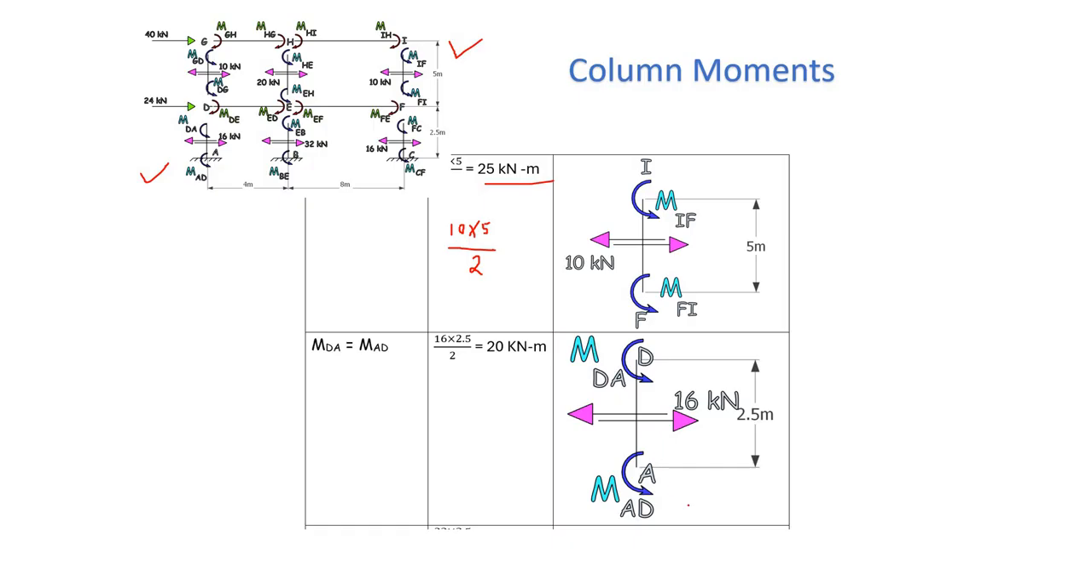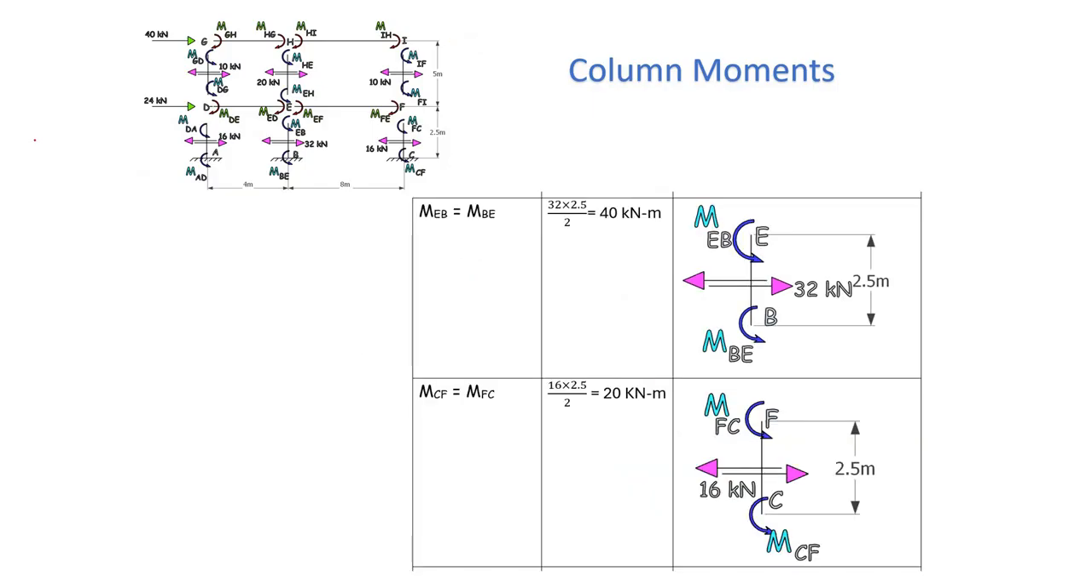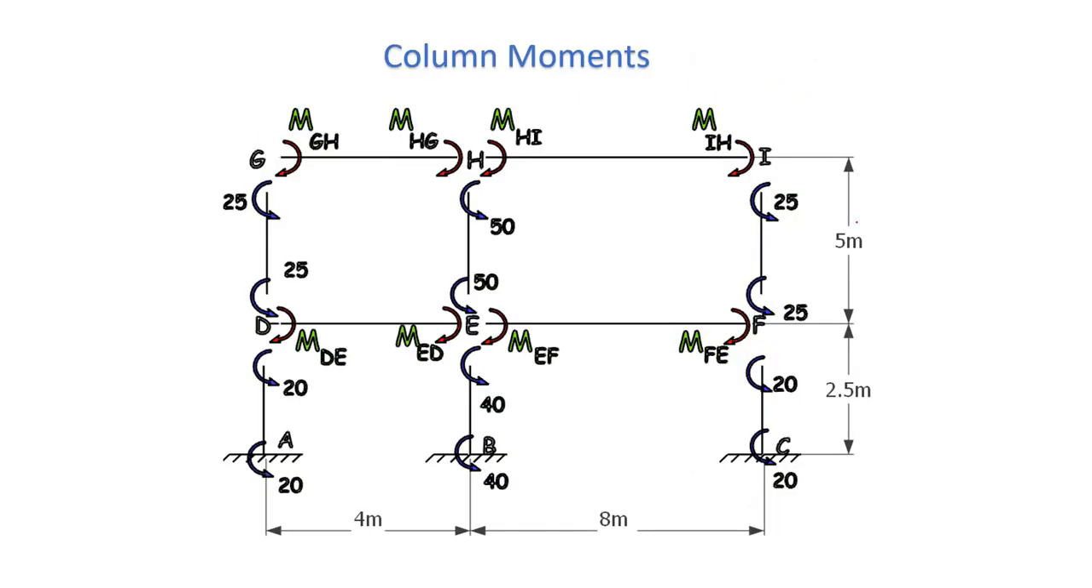All the column moments are acting in the anti-clockwise direction. So from this you can evaluate 16 times 2.5 divided by 2, that is equal to 20 kilonewton meters. And similarly, you take the column BE and the column CF. You can evaluate using the shear, 32 times 2.5 divided by 2, and here 16 times 2.5 divided by 2. So all the column moments have been evaluated and represented here as 25, 25, 50, 50, 25, 25, 20, 20, 40 and 40, 20, 40.